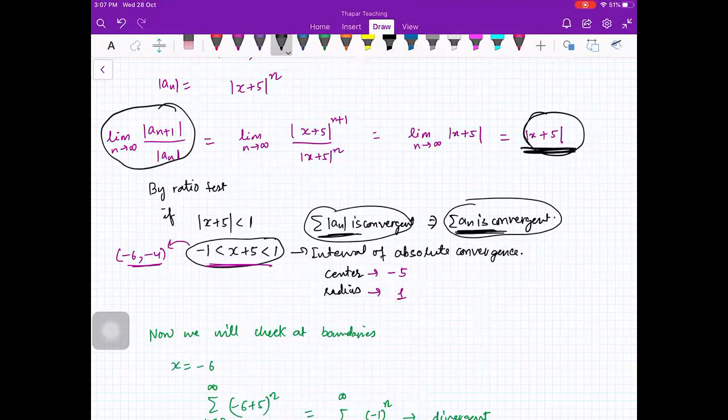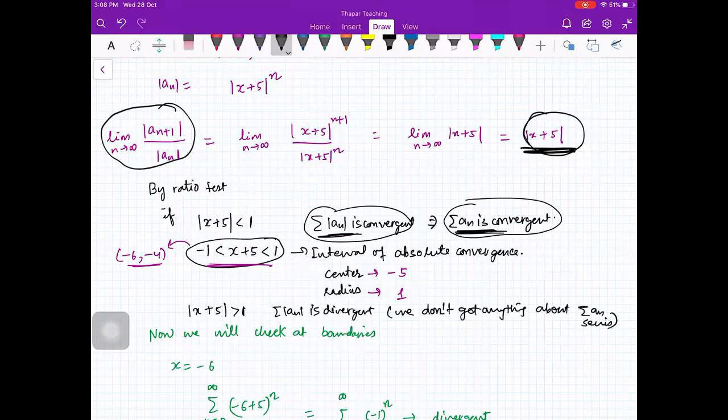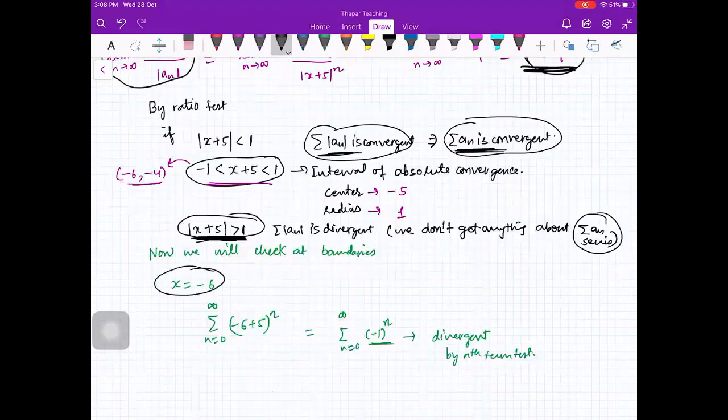Okay, so you know that for mod x plus 5 greater than 1, this series is divergent. So we don't get anything about the original series, but we do know that this cannot be the region of absolute convergence, because absolute convergence is that your series is convergent and its mod is also convergent. And when this is equal to 1, the test fails. That is why at boundaries we are separately checking. Got it?